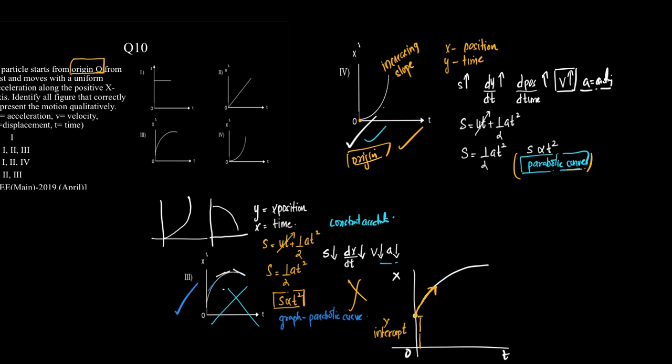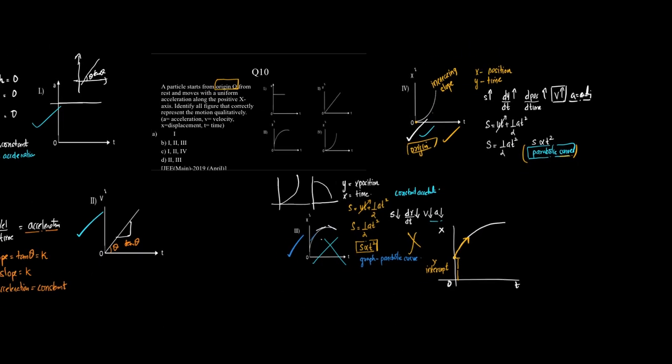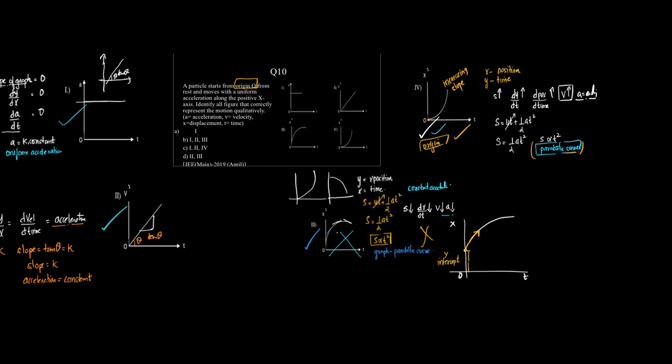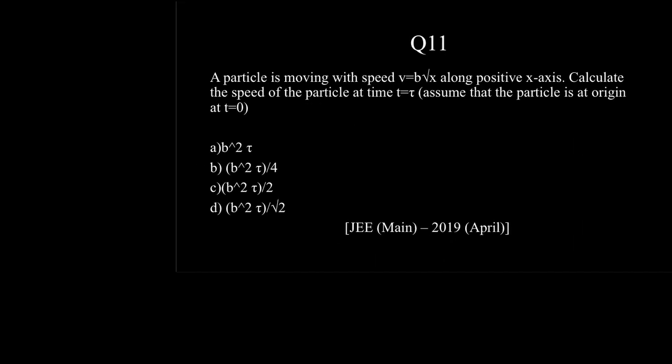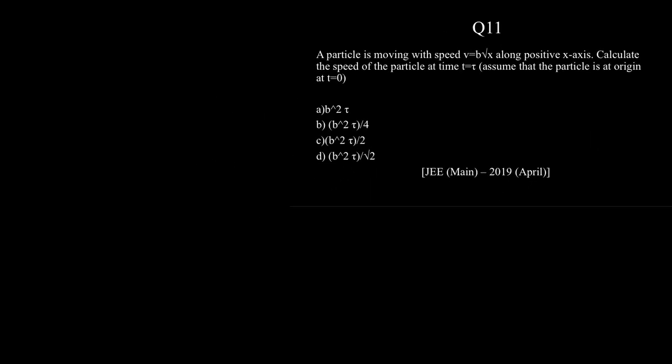So that's it with another question for graph. Let us move on to the next JEE Mains question. A particle is moving with speed v is equal to b root x along positive x-axis. Calculate the speed of the particle at time t is equal to 2. Okay, so this is a simple question, but a bit tricky to solve.